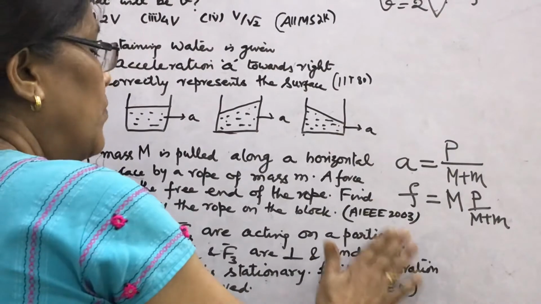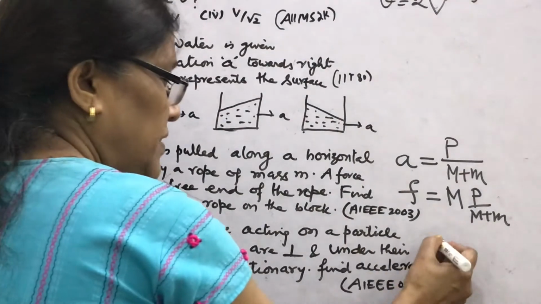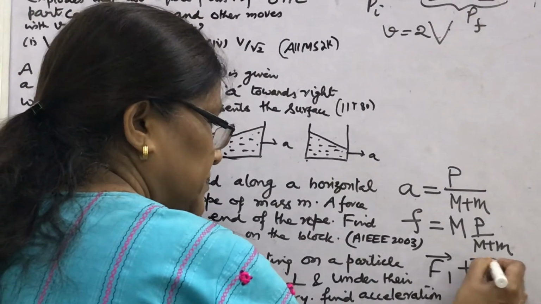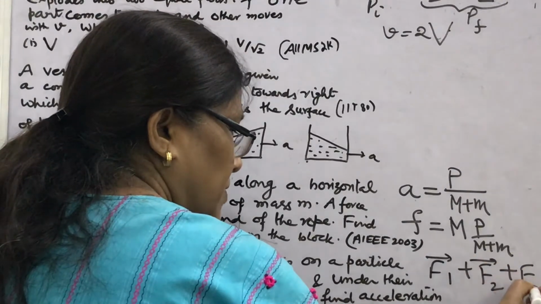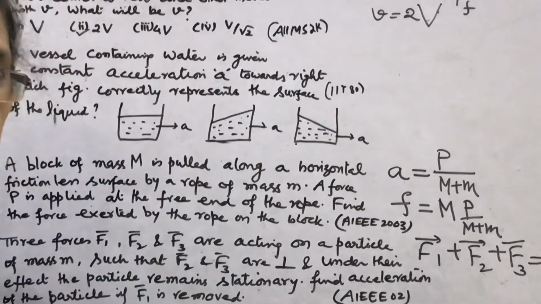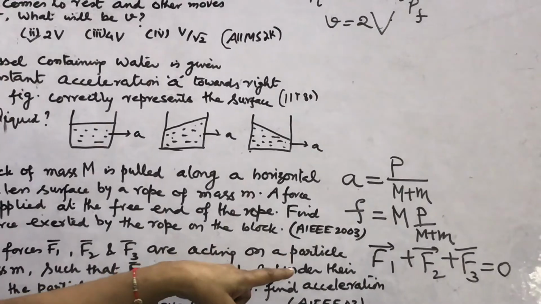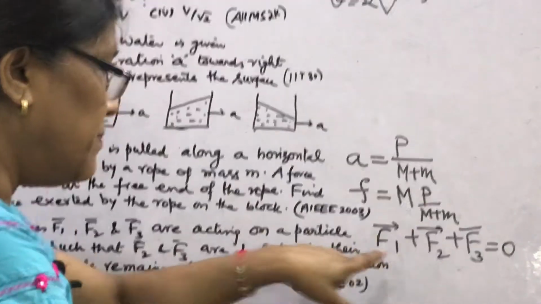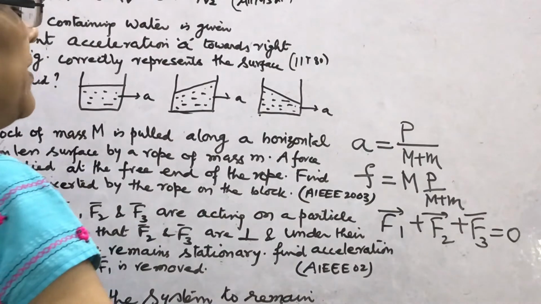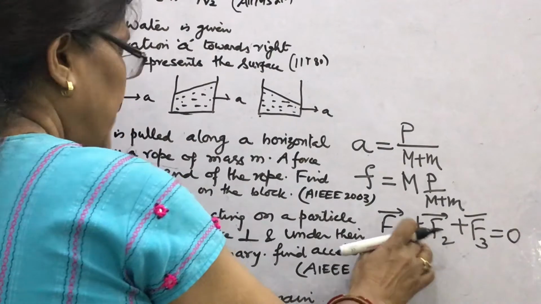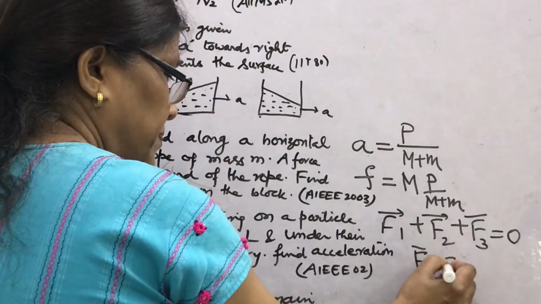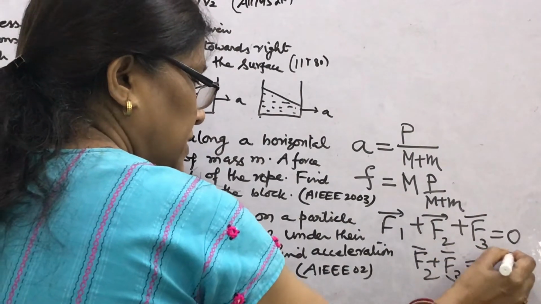First of all, what will you write here? As per the equilibrium, the resultant force of all the forces acting on the particle is 0. That is why the point remains in equilibrium. Here instead of a point, it is a particle of mass m, so that particle remains in equilibrium. Now what can you write from this expression? That F2 plus F3 will be equal to minus F1.